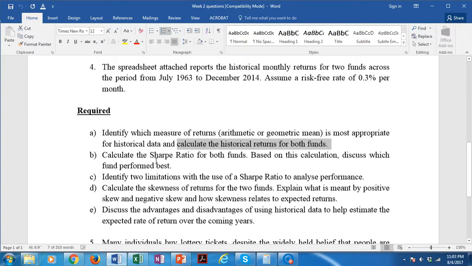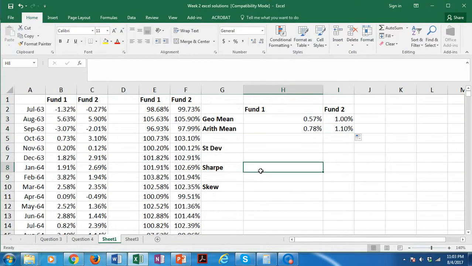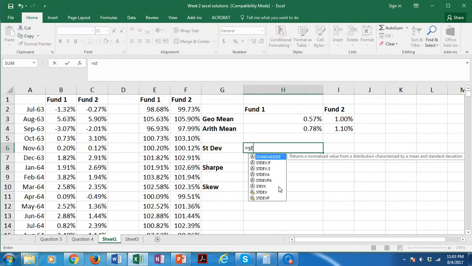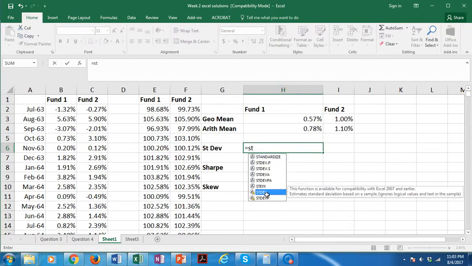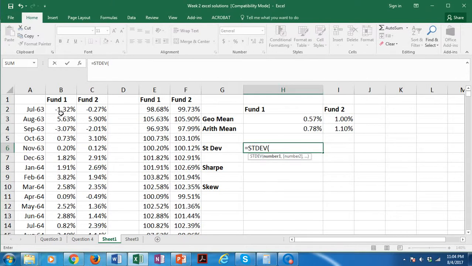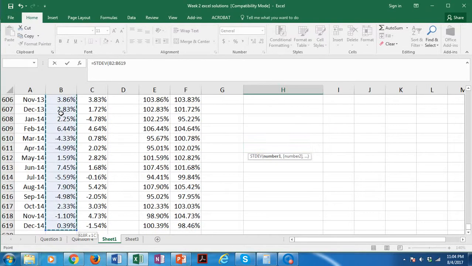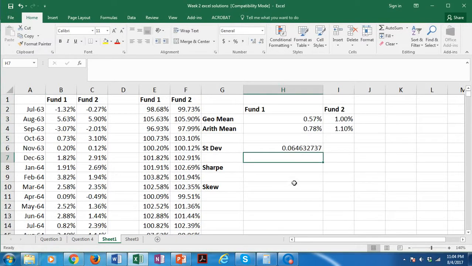Now requirement B is we need to calculate Sharpe ratio, and we need to discuss which fund is performing better. From problem 3, we know that to calculate Sharpe ratio, we need expected return and standard deviation. So let's calculate standard deviation first. For standard deviation, you get a lot of options. So select STDEV, that's the standard deviation, and we select this one. So this is the standard deviation for fund A, and this is the standard deviation for fund B.